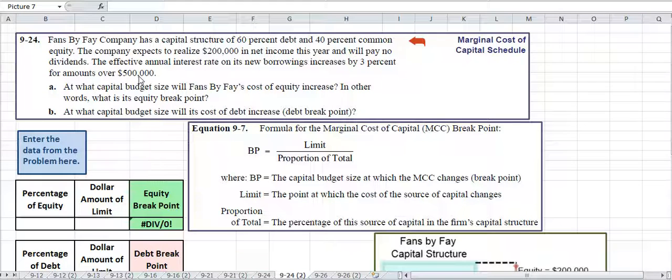So we want to figure out what the capital budget size for Fans by Fay is. At what capital budget size, or what is the breakpoint of their equity, or what is their equity breakpoint? All right, so we look at the percentage. All we need to do here is just plug in the percentage of equity, which is 40%. Then we plug in the dollar amount, which is 200,000, and we get an equity breakpoint of 500,000.